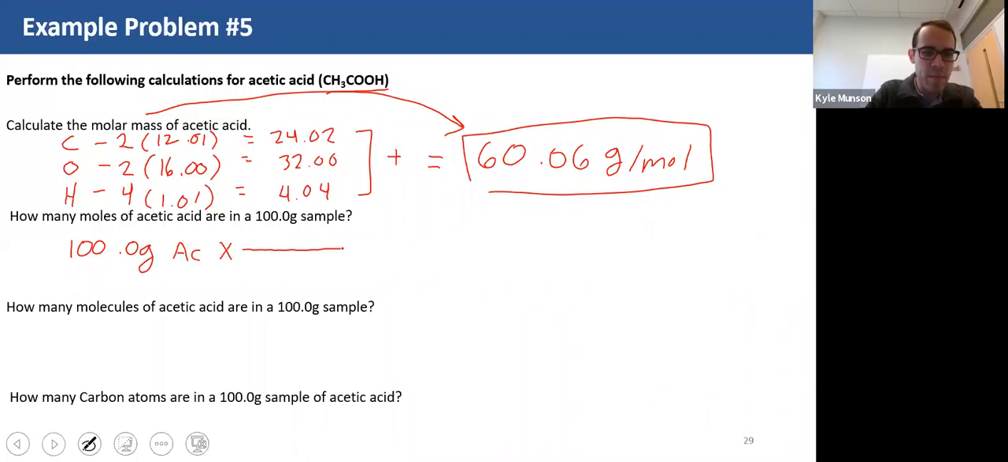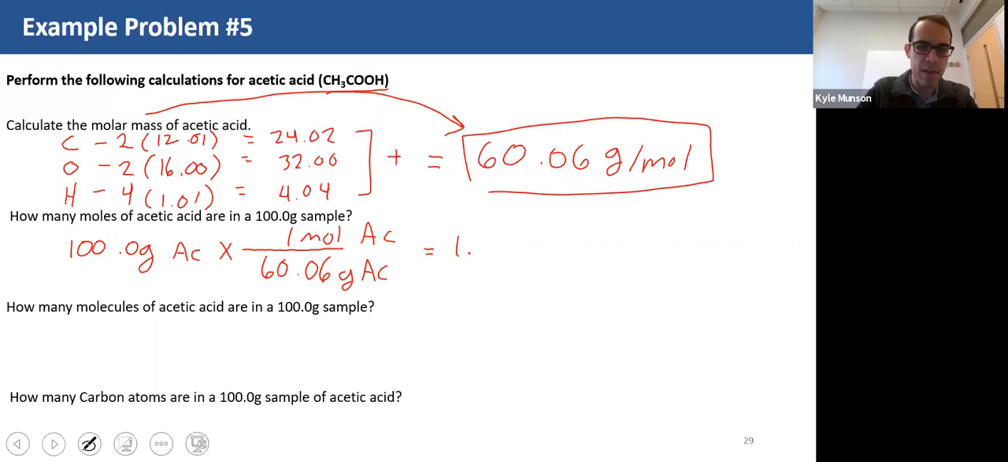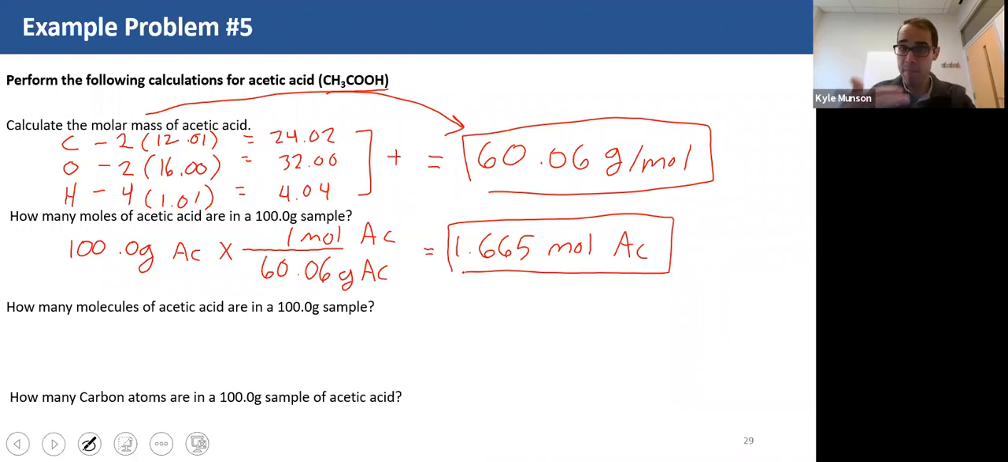times, well, using this expression here for molar mass, for every 60.06 grams of acetic acid, there's 1 mole of acetic acid. Okay, so when I put that in my calculator and round to the correct number of significant figures, I get 1.665 moles of acetic acid. Okay, so now let's do the next one. Again, they all build on each other.